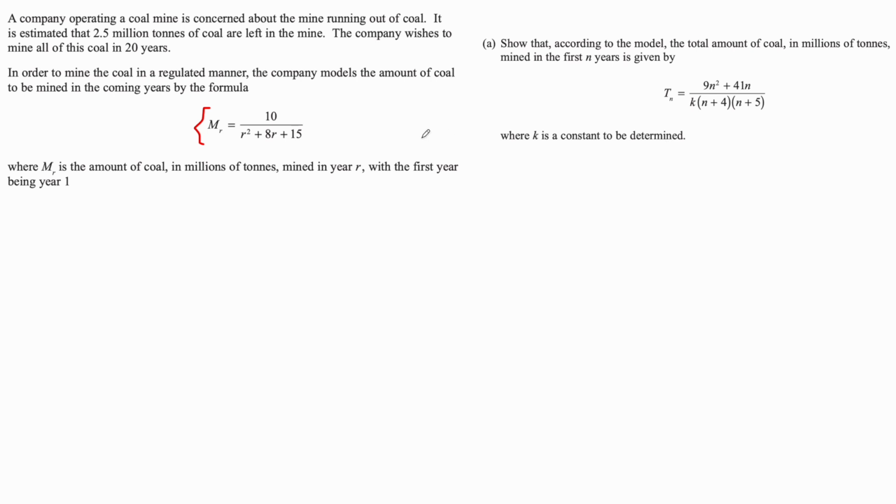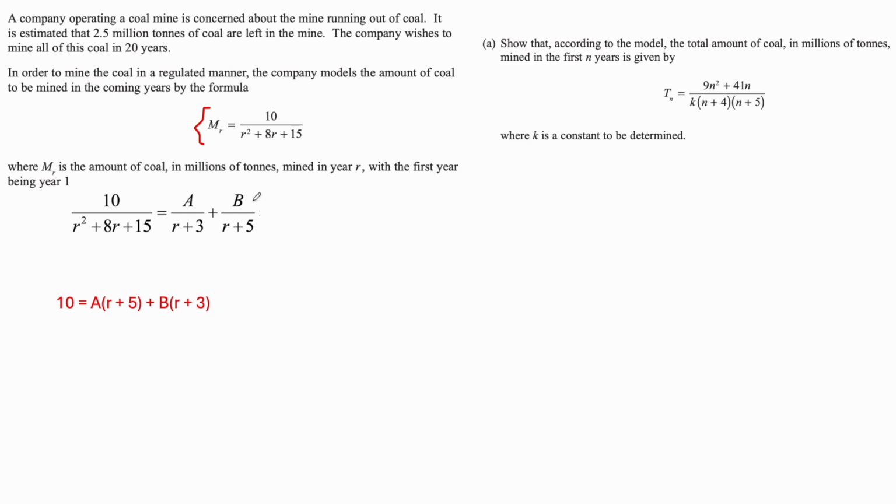So again, like the last question, we're going to do partial fractions and method of differences. So first we're going to do our partial fractions. We'll do 10 over r squared plus 8r plus 15 equals A over r plus 3 and B over r plus 5. You just need to factorize this to find this out. And then we need to get rid of the denominator on both sides. So we'll multiply everything by r plus 3 and r plus 5, which gives us 10 equals A(r plus 5) plus B(r plus 3).